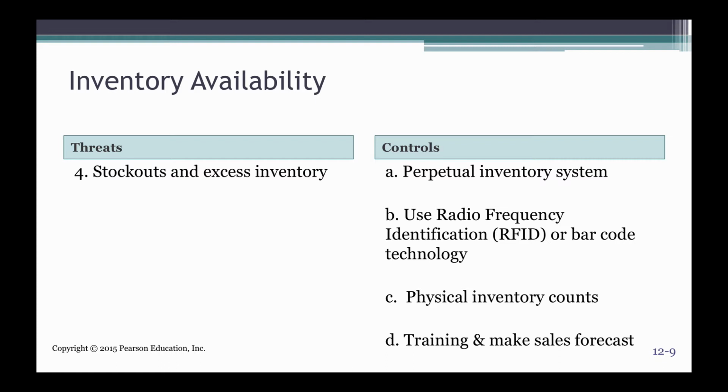We can do that by using radio frequency identification or barcode technology, which can help us check the inventory quickly. Also, we need to count the inventory on a regular basis and try to make reasonable, or let me say, accurate sales forecasts. So here we have to ensure that these controls exist to avoid any stockout or excess.